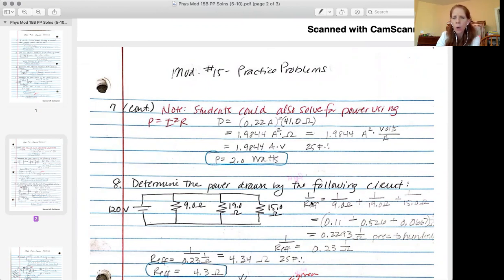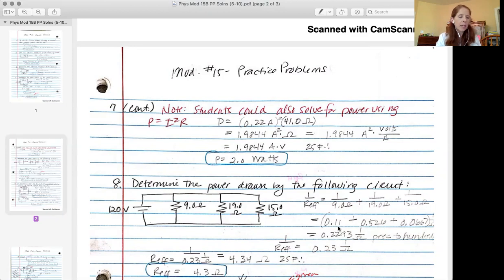So again, 1 over the effective resistance is 1 over 9.0 ohms plus 1 over 19.0 ohms plus 1 over 15.0 ohms. Now, here again, the part of this that is a little bit tricky is 1 over 9 is actually 0.11111 repeating. Okay, 9.0 has 2 significant figures, so I've got to report 0.11.